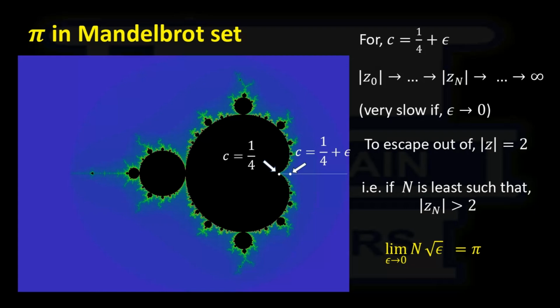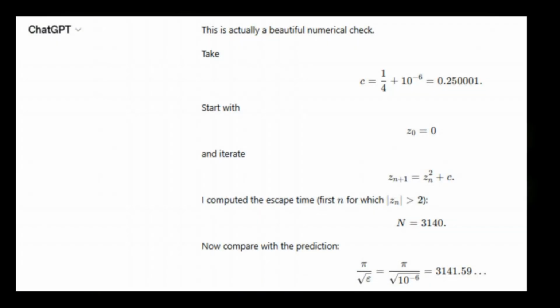Let us see this numerically. Take the point 1/4 plus 10 raised to the power minus 6. The square root of 10 raised to the power minus 6 is 10 raised to the power minus 3. Therefore, if n is the number of iterations required to escape |z| equals 2, then n times 10 raised to the power minus 3 is 3.14, which is very near to pi. And as we decrease the value of epsilon, the value of n increases and we get a more accurate value of pi. This phenomenon of pi occurs at infinitely many points on the Mandelbrot set, but with certain more factors involved.